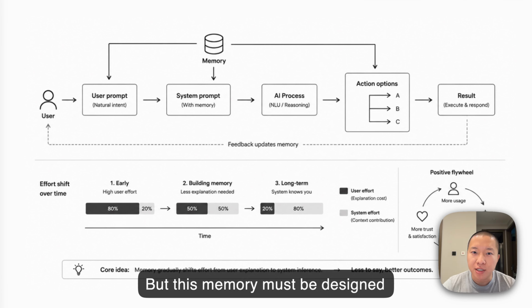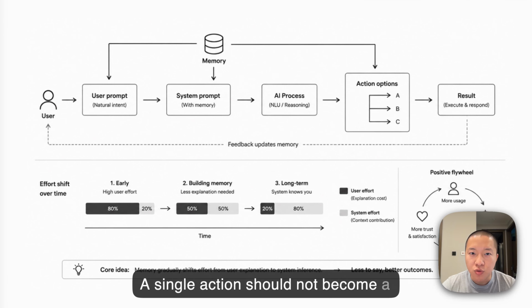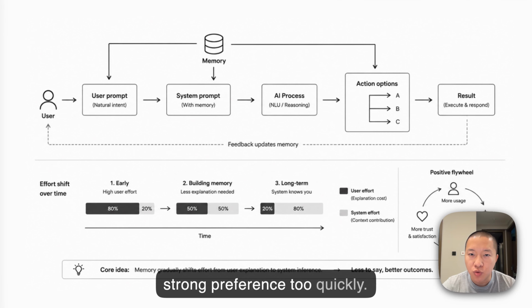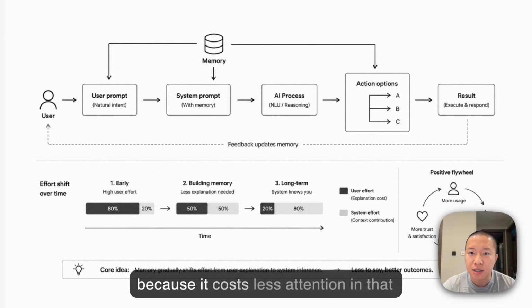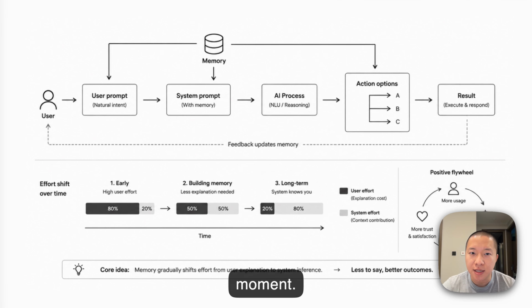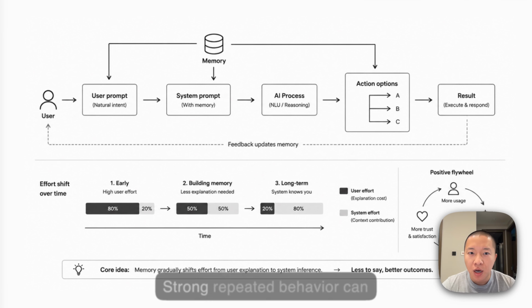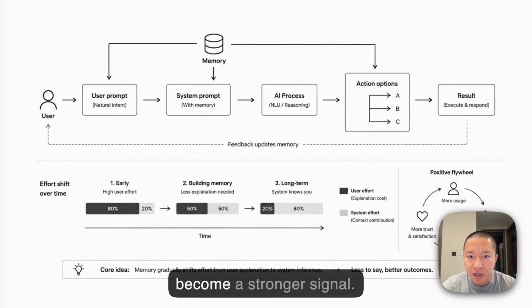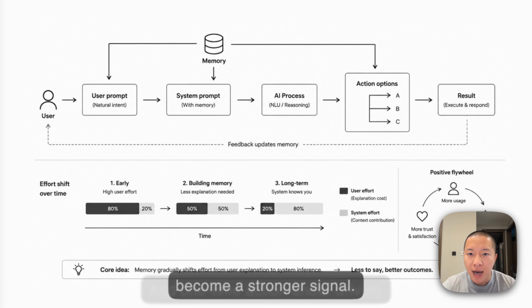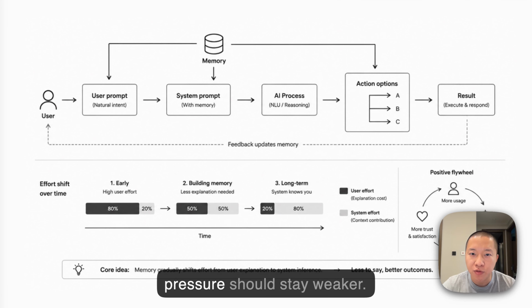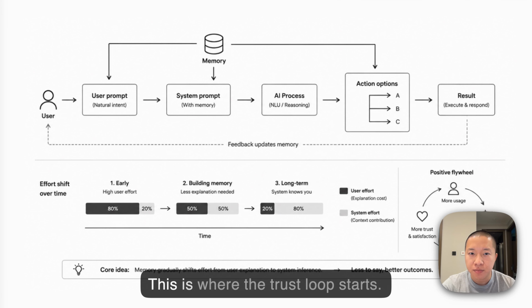But this memory must be designed carefully. A single action should not become a strong preference too quickly. Sometimes the user chooses an option because it is truly preferred. Sometimes the driver chooses it because it costs less attention in that moment. So the system needs confidence. Strong repeated behavior can become a stronger signal, and one-time action under driving pressure should stay weaker.